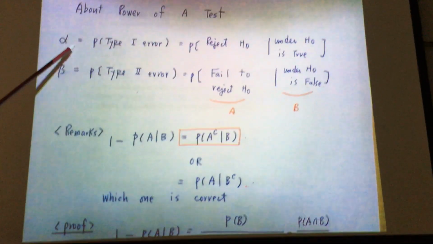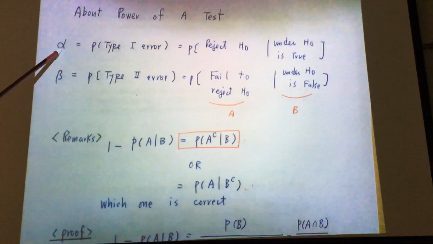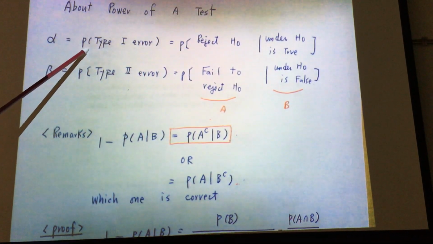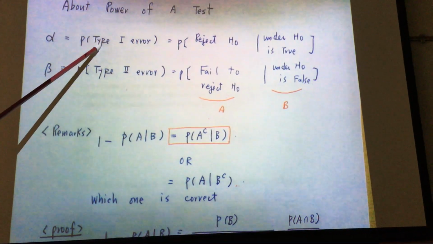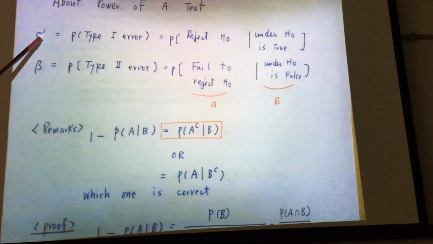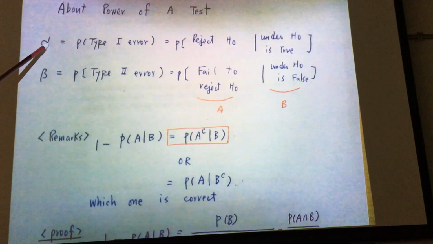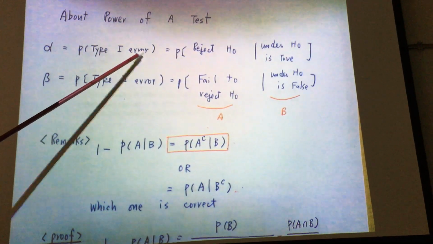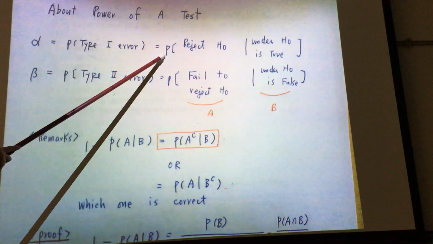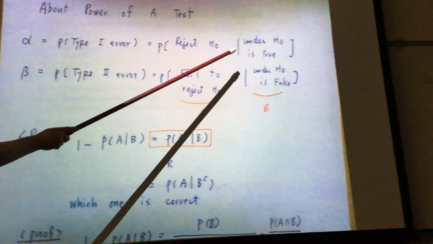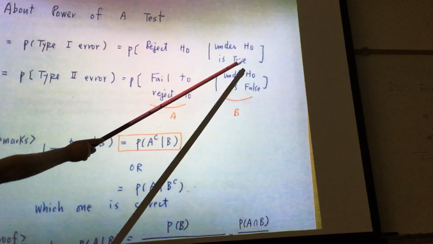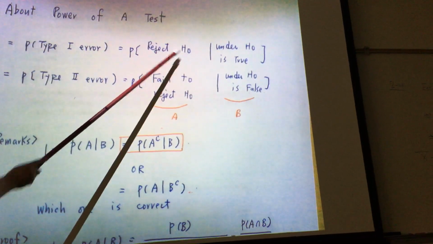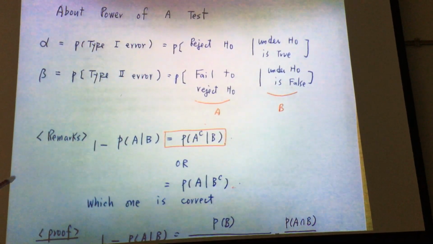Okay? Now, first one, alpha, we use for what? To denote the probability of making type 1 error, or you say the significance level of a test. Okay? And what's the probability of making type 1 error? This is a notation we used in the past. We say, under the assumption that H naught is true, how likely you reject H naught. Okay? This is alpha.